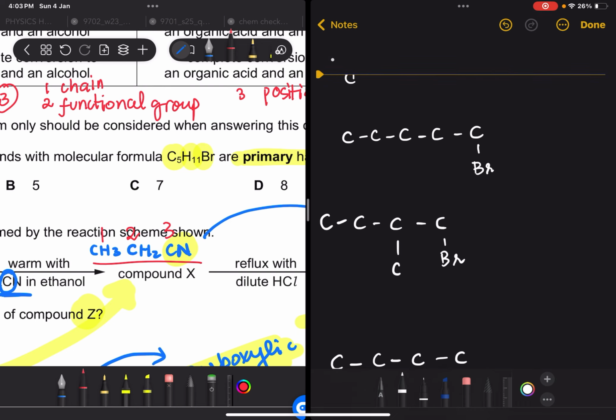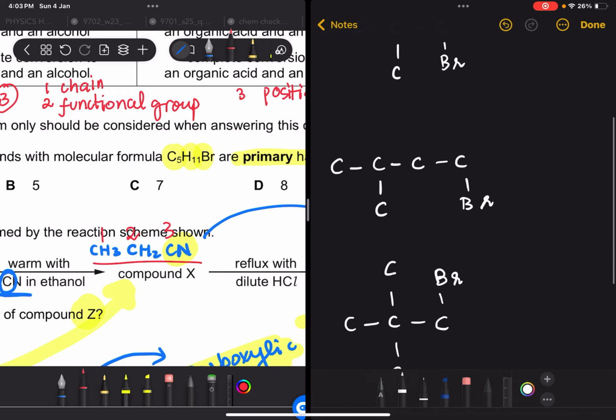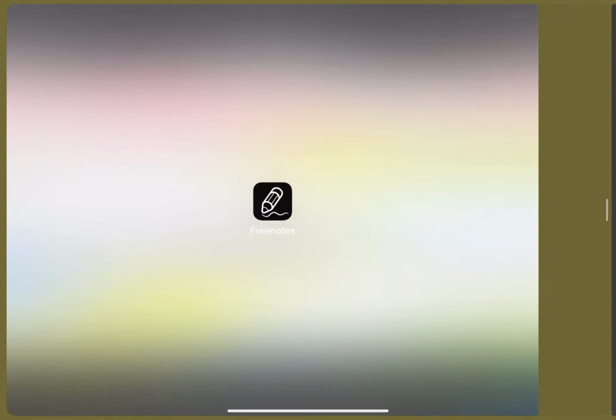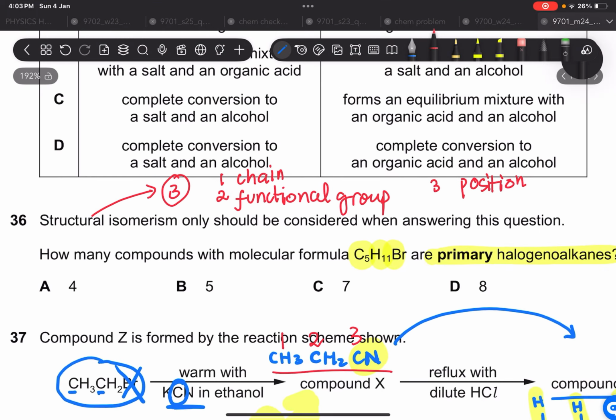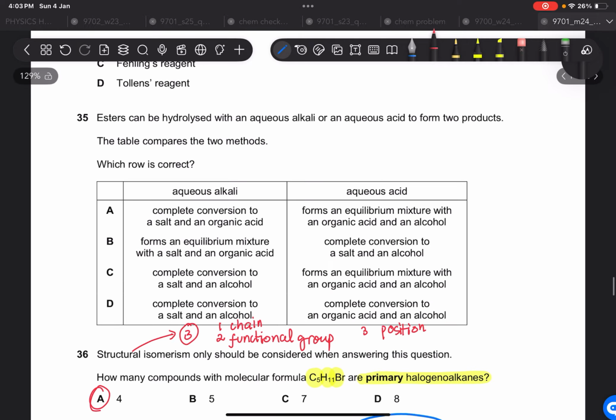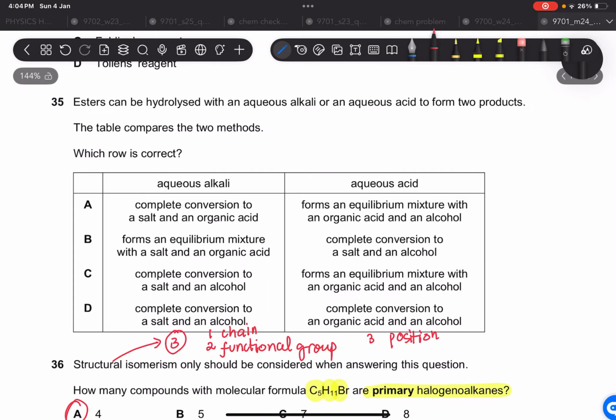Can I change the position? If I change it, it won't remain primary, it will become secondary. So that's all I could do. So my answer is going to be option A. And I showed you my entire thought process, my working, how I talk to myself while doing it, and that's where I arrive. Okay. Esters can be hydrolyzed with aqueous alkali or aqueous acid to form two products.